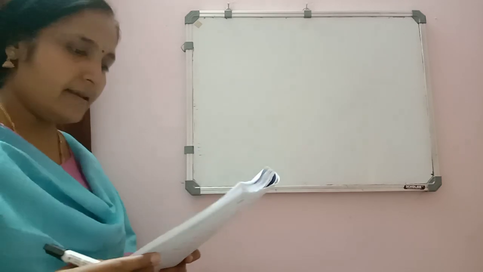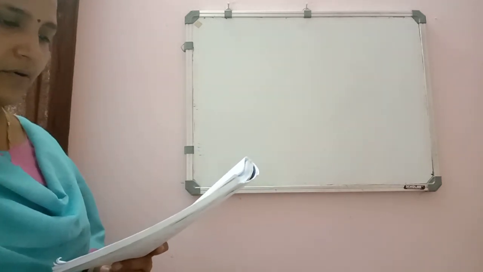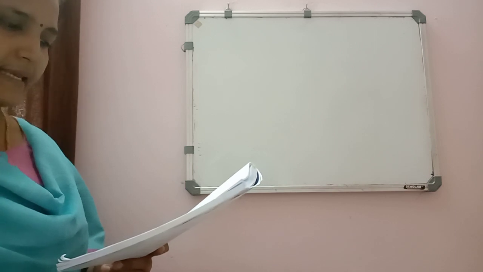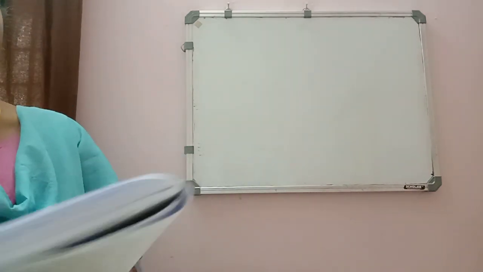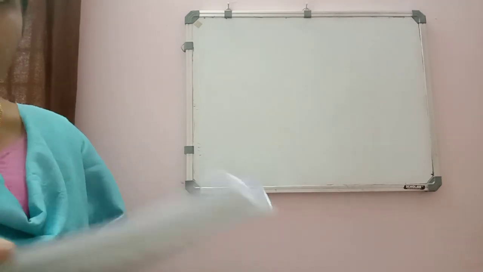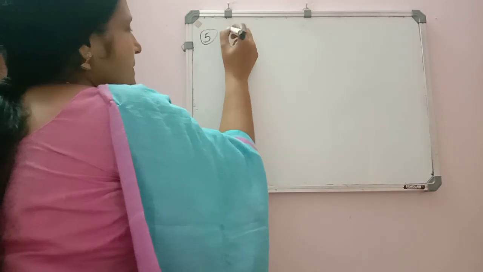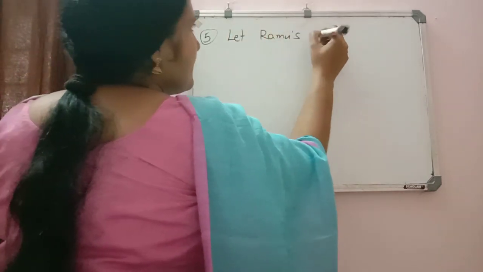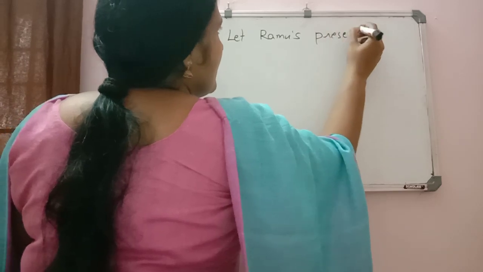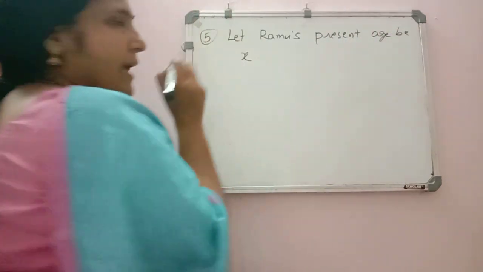Next question was written: the product of Ramu's age 5 years ago with his age 9 years later is 15. No other persons are there, only Ramu is there. So we'll take Ramu's present age as x. So write down, let Ramu's present age be x.